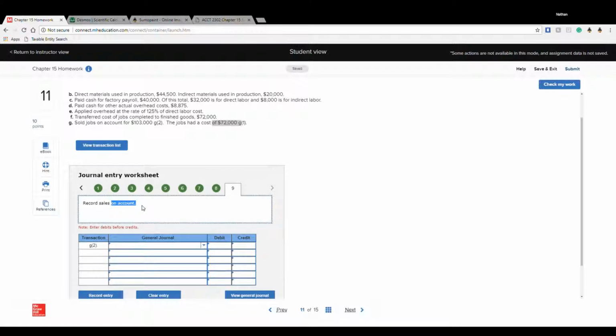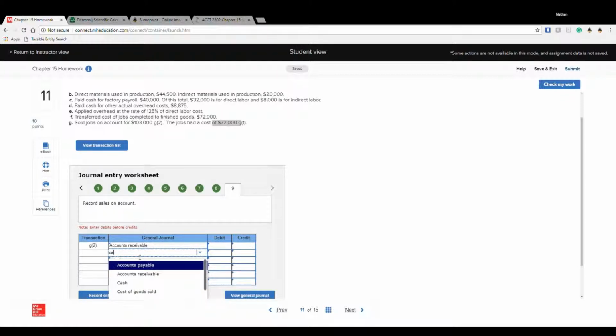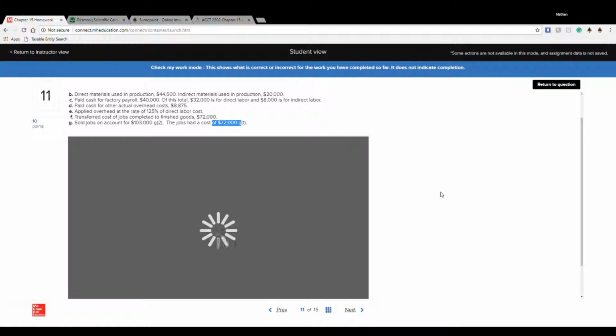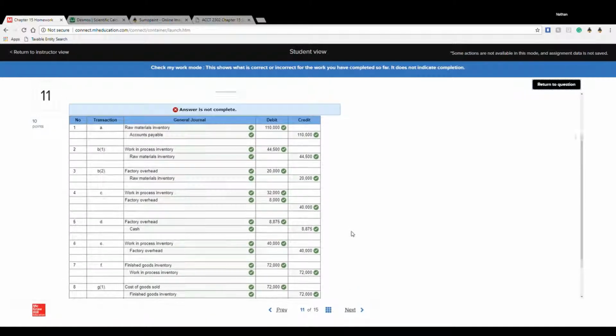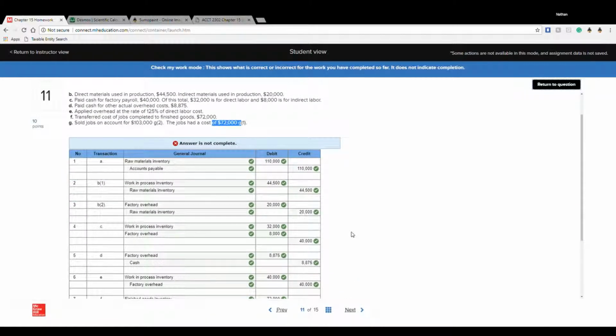Again, the sell's on account. They didn't pay us cash, so that means they owe us money. So it's like giving out that bill, but we still have to record the revenue. So we did make a profit, which is awesome sauce. We love to make profit, because if you don't, you're probably going to be out of a job soon. So gotta make the money. Again, always check my work, and make sure your entire journal entry is good.